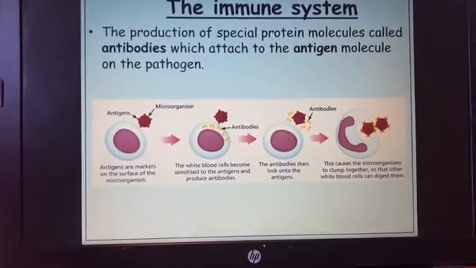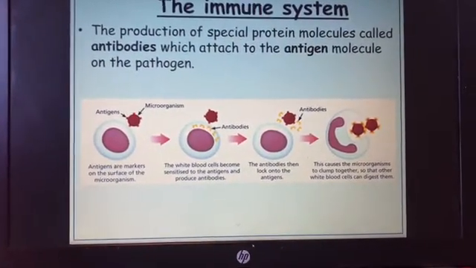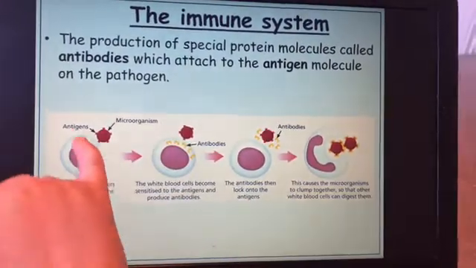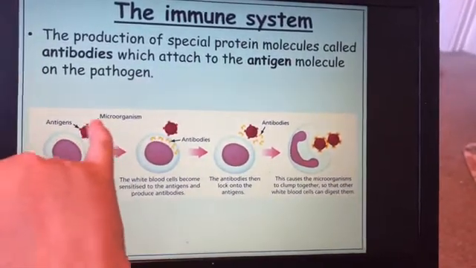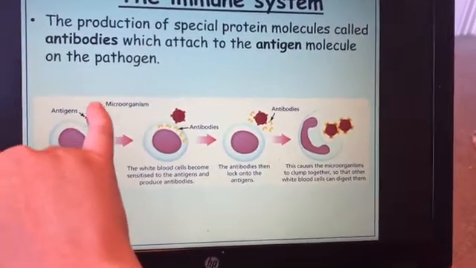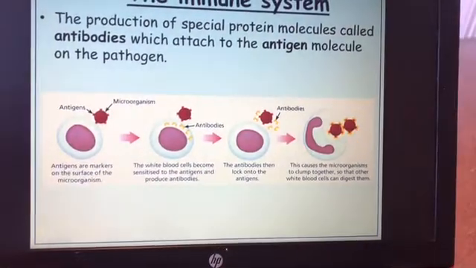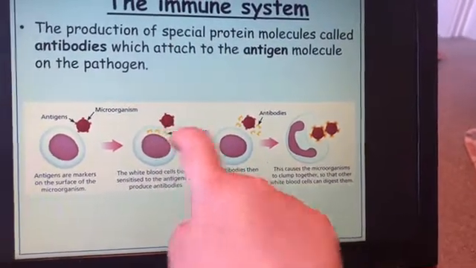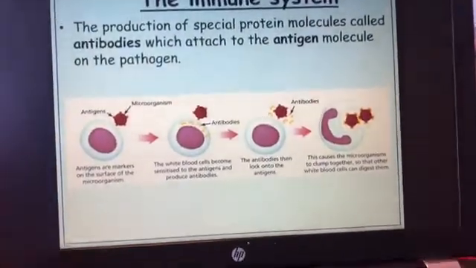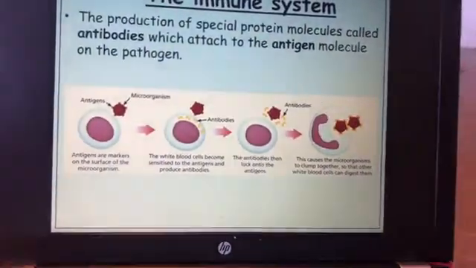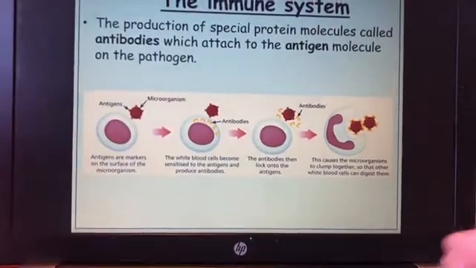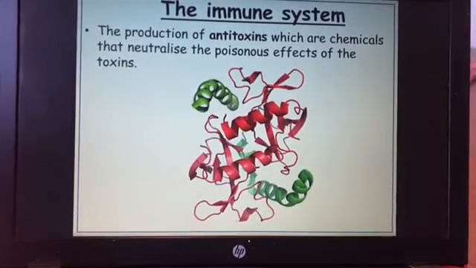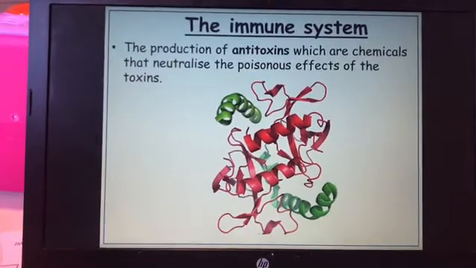Then the white blood cells can release antibodies, which are Y-shaped proteins which can attach to antigens. Antigens are the little marker molecules found on the microorganism, and they are specific to each type of pathogen, with a specific shape. Your white blood cell will release complementary antibodies that will attach to those antigens, and that can cause the pathogens to clump together, which makes it easier for the phagocytes to come along and engulf them. And finally, you've got antitoxins, which are chemicals that can neutralise the poisonous effects of the toxins.